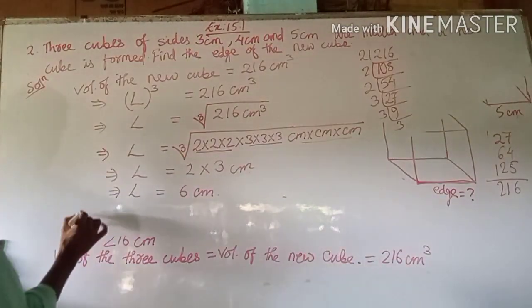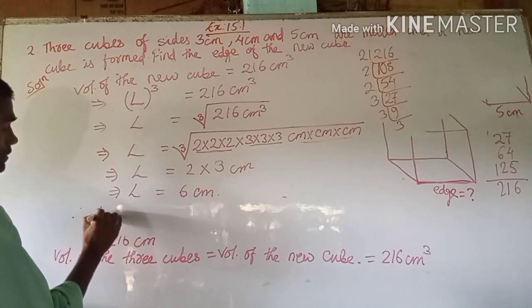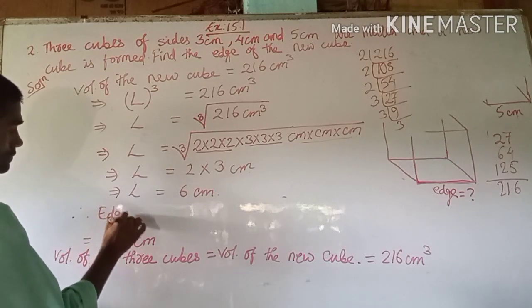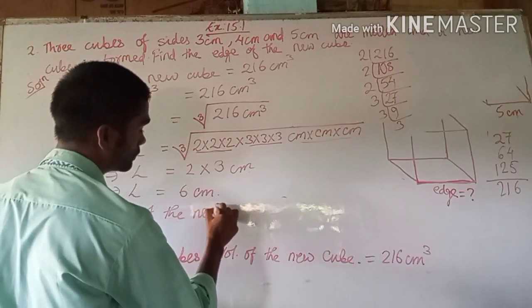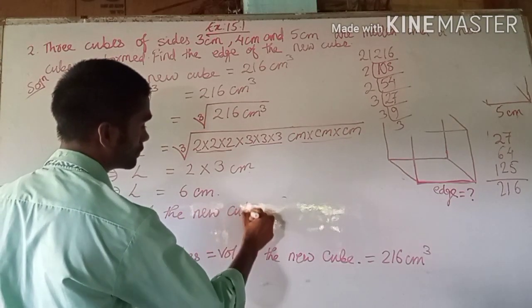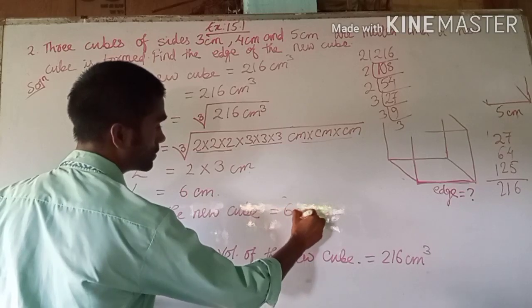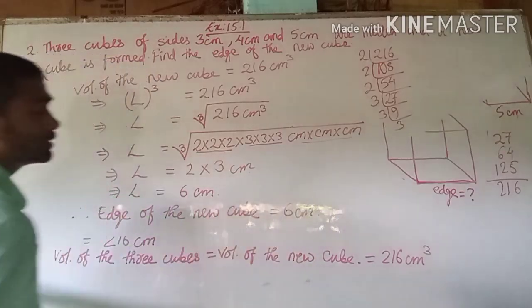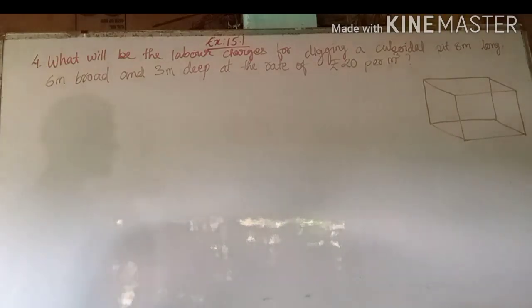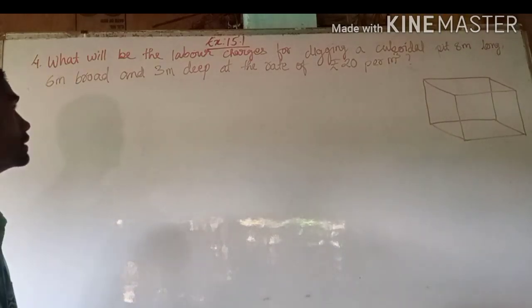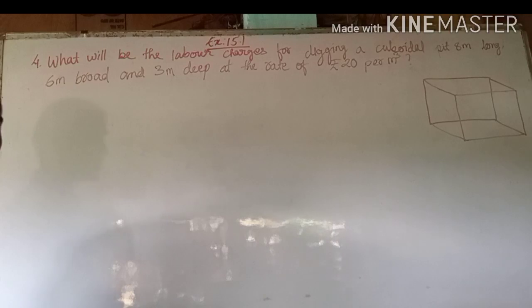So we can write here, therefore the edge of the new cube is equal to 6 centimeter. That is our answer. Question number 3 is similar to question number 2, which I have just shown you. So in the same way you can do question number 2 also.